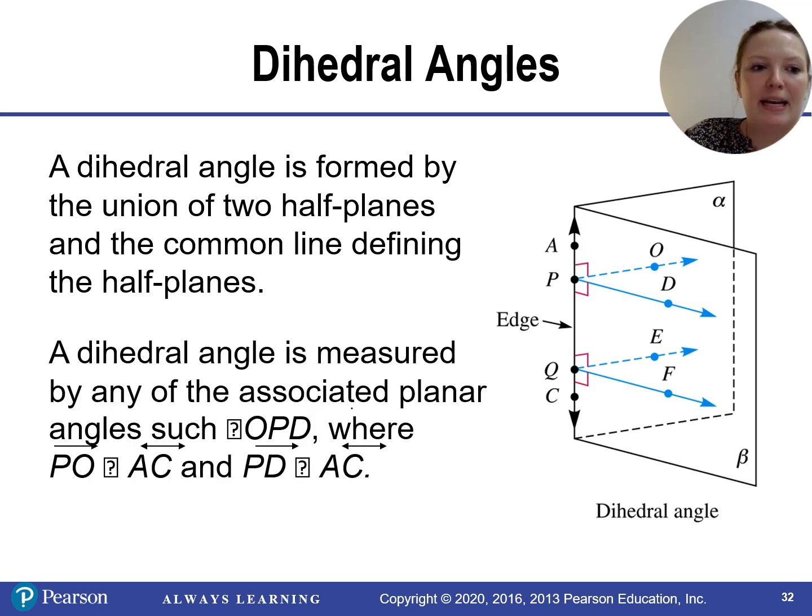It's measured by any of the associated planar angles, such as angle OPD, so this angle here, OPD, that would give us the measure of the dihedral angle between those two half planes. So PO and AC are perpendicular lines, and PD and AC are also perpendicular lines.